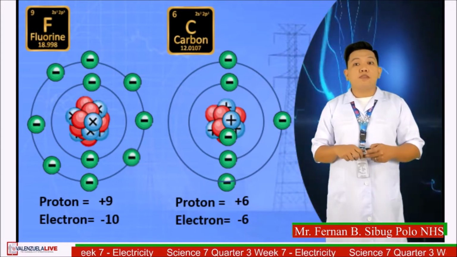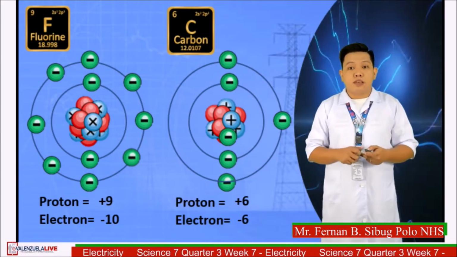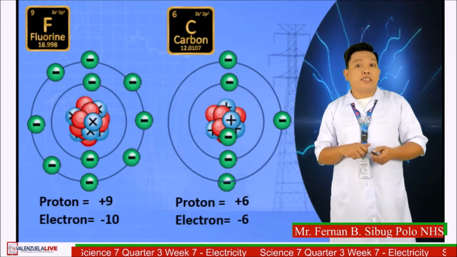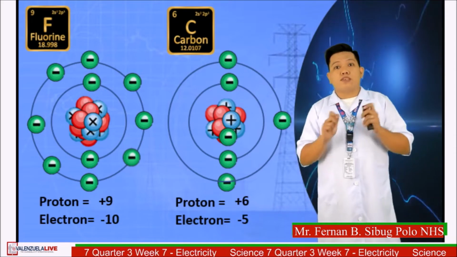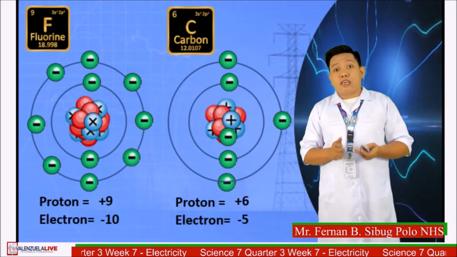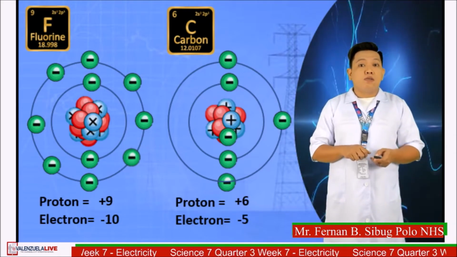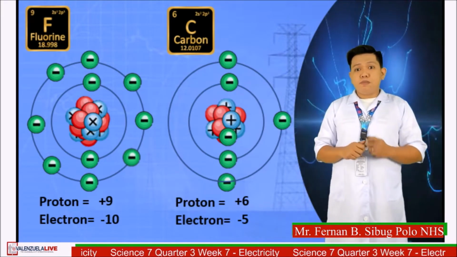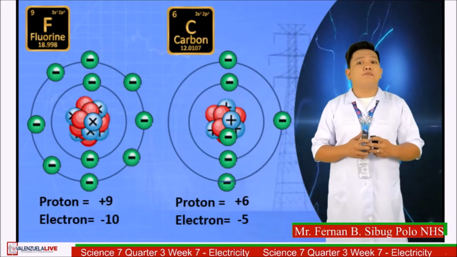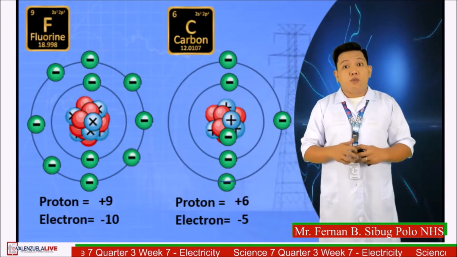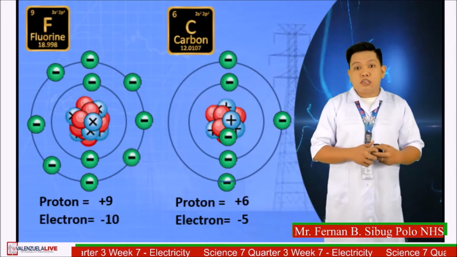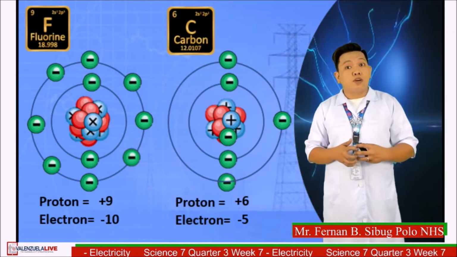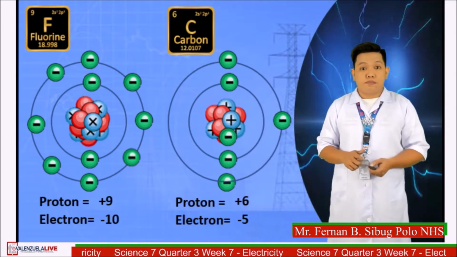For carbon, it will still have 6 protons, but after transferring 1 electron, it will now only have 5 electrons. So, positive 6 plus negative 5 would result in positive 1. Amazing, isn't it? This is how electrons determine the charge of a material. When a material receives an electron, it will become negatively charged, and a material becomes positively charged when it loses an electron.